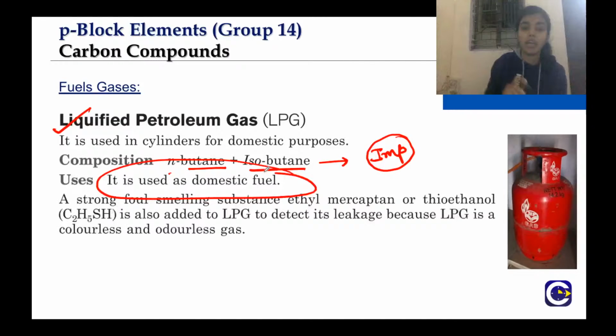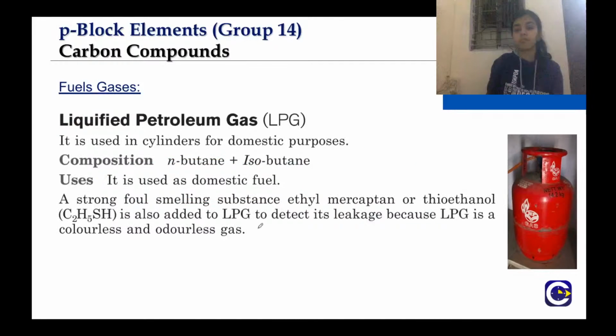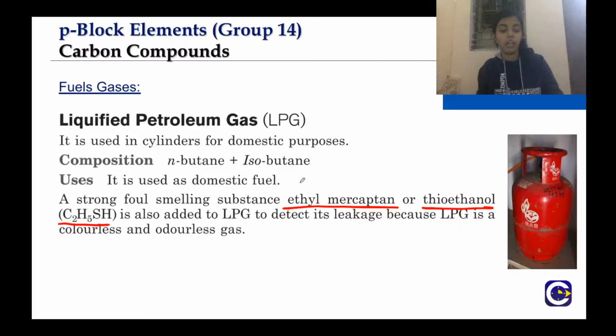Now basically we have a strong foul smell from the gas which is filled in cylinders, right? So we add what? Ethyl mercaptan, and that is C2H5SH. It is added to LPG so that we can tell whether it is leaking or not, right? Sometimes you must have felt at your home also that when the gas is leaking from cylinders, it often has a foul smell. So basically, we identify the leakage of cylinders which are filled with LPG.